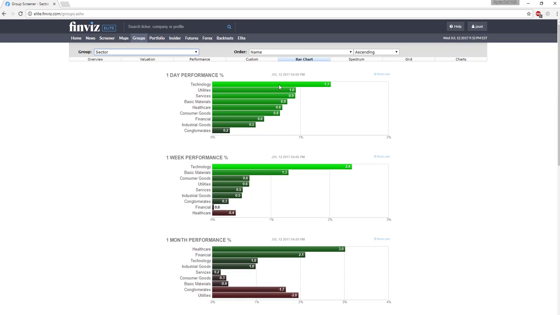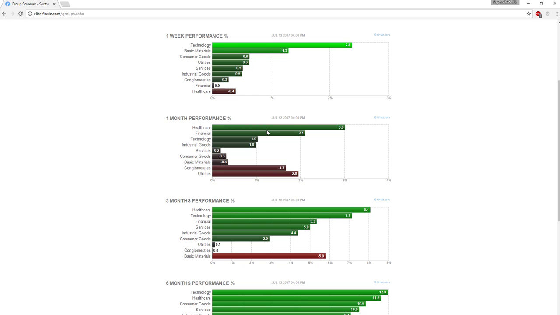So one day performance today, the technology sector was the leader, primarily powered by the solar move. And really tech just had that breather and it's on a rapid comeback. So tech, utility services, basic materials, healthcare, consumer goods, financial, industrial goods, and conglomerates. And then you can look at 1 week performance to see how it's comparing. Technology still leading. Basic materials, consumer goods, 1 month performance, 3 months performance. Now, here's why this is important.